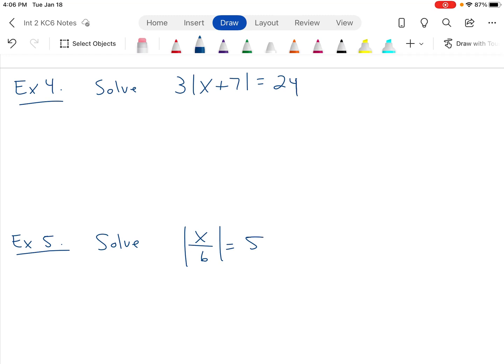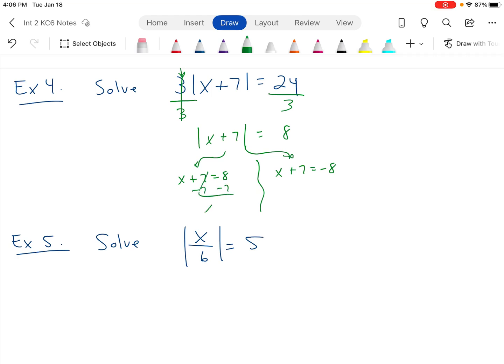Okay, so here I am going to divide both sides by 3 because I need to get rid of this 3 that's outside of the absolute value. This gives you 1, so now I'm left with the absolute value of x plus 7 equal to 8. Now I can split that out. So x plus 7 is equal to 8, and x plus 7 is equal to negative 8.